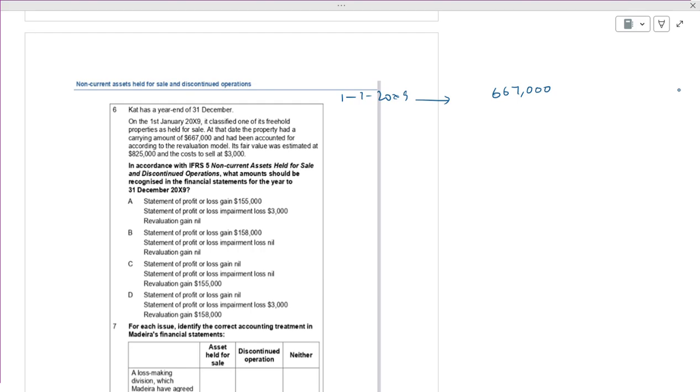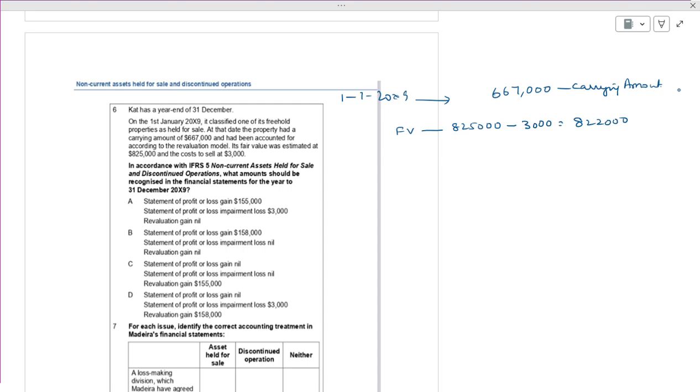Fair value is how much? Fair value is estimated at 825, minus cost to sell of 3000. It comes to 822. In accordance with this, this is the carrying amount, and this is the fair value less cost to sell.